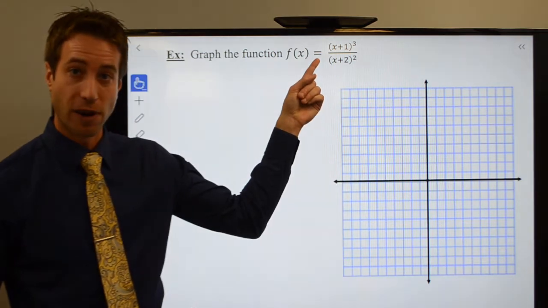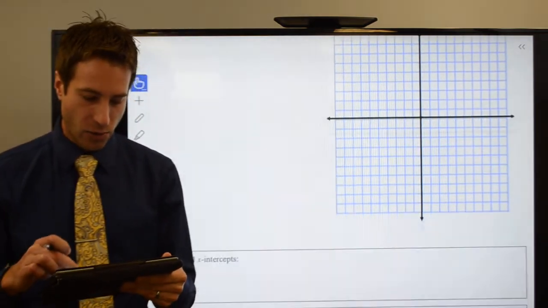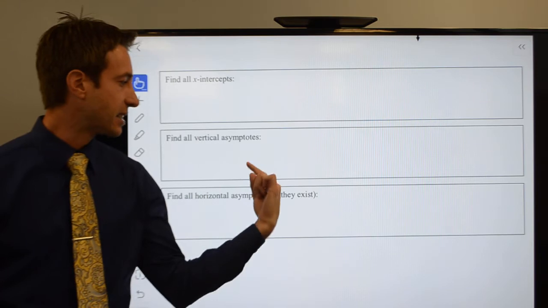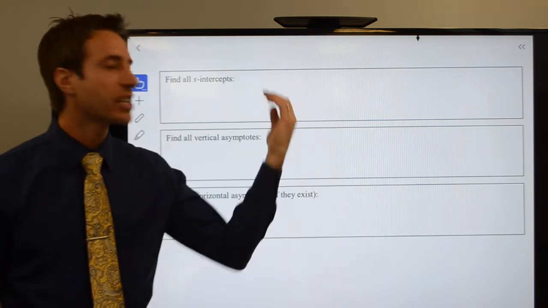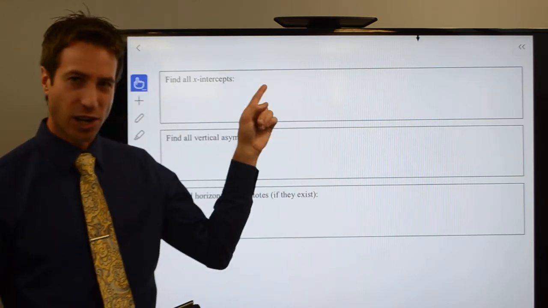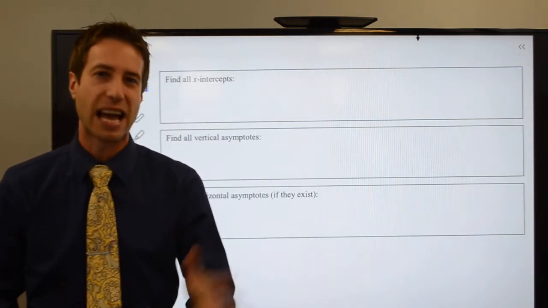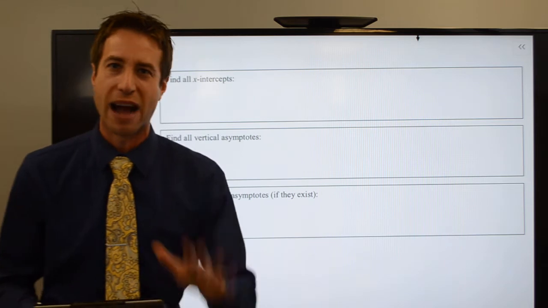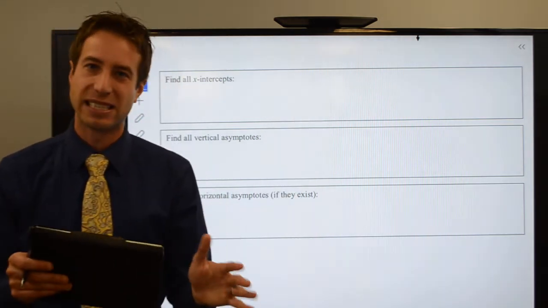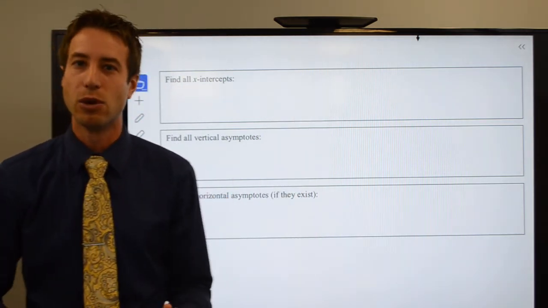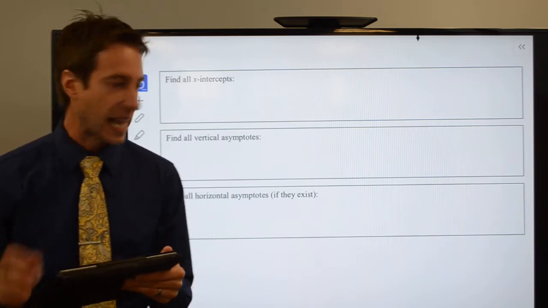Here's our rational function, and as always, right down here, I give you the things that I'm going to need you to find. Use it kind of as a roadmap, right? Start here, then move to this, then do this. Once you've got those pieces, we'll put them together and see if we can fashion together some sort of graph. Now, this one's going to be a little bit different than the other ones I'll have you do, but we'll get to that in just a second.